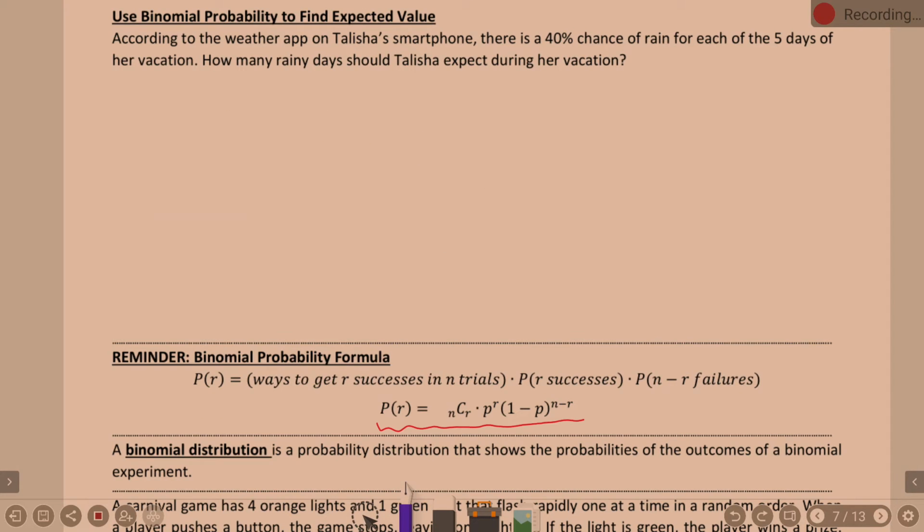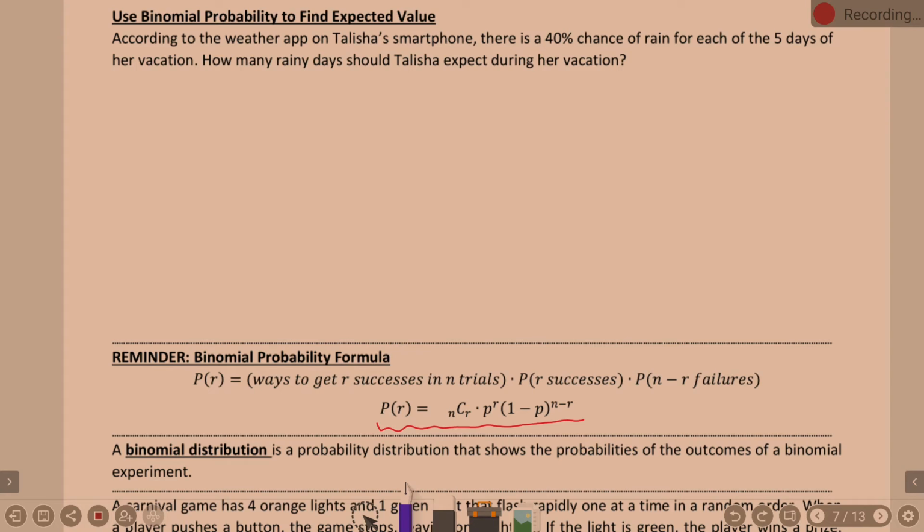And on this, we're talking about using probability to find expected value. According to the weather app on Talicia's smartphone, there is a 40% chance of rain for each of the 5 days of her vacation. How many rainy days should Talicia expect during her vacation?